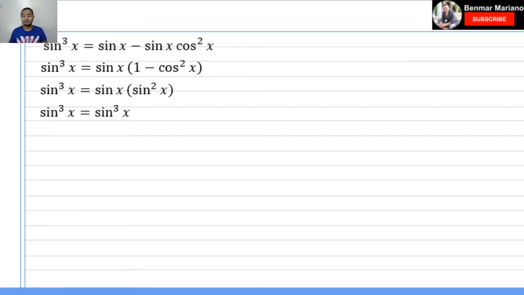Third example, so we have here cosecant b minus sine b is equivalent to cotangent b, cosine b times cotangent b.